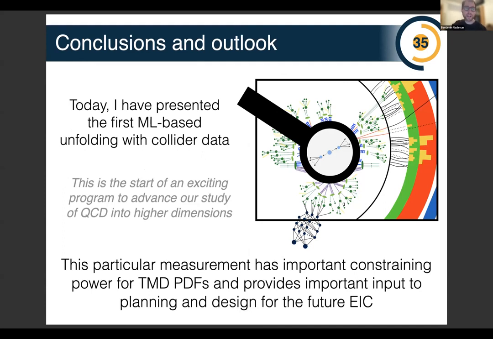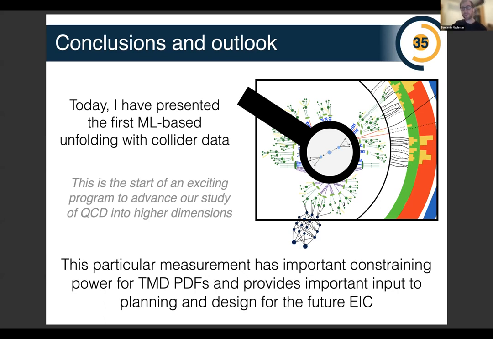Today I've presented the first machine learning based unfolding with collider data. This is the start of an exciting program to advance our study of QCD into higher dimensions. Starting here with H1 data, but looking forward to related DIS data, as well as data from EP, EA, and PP. This particular measurement has important constraining power for TMD PDFs.